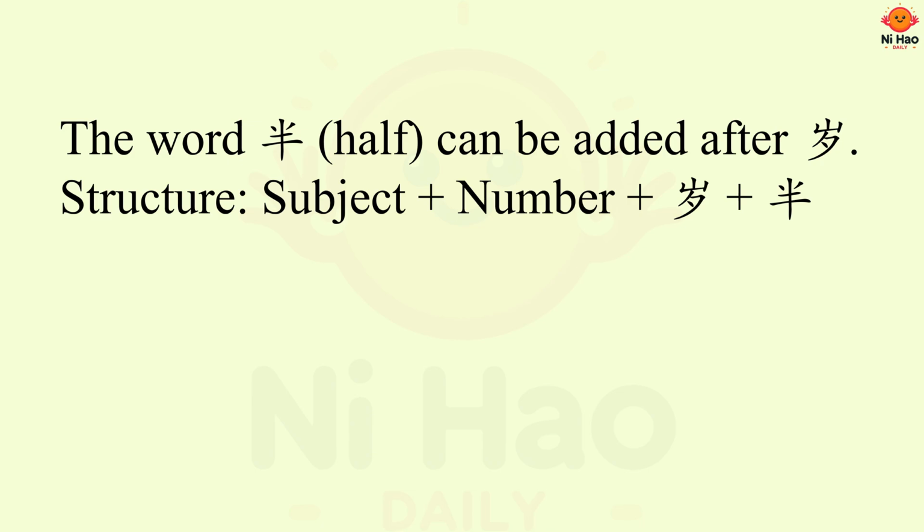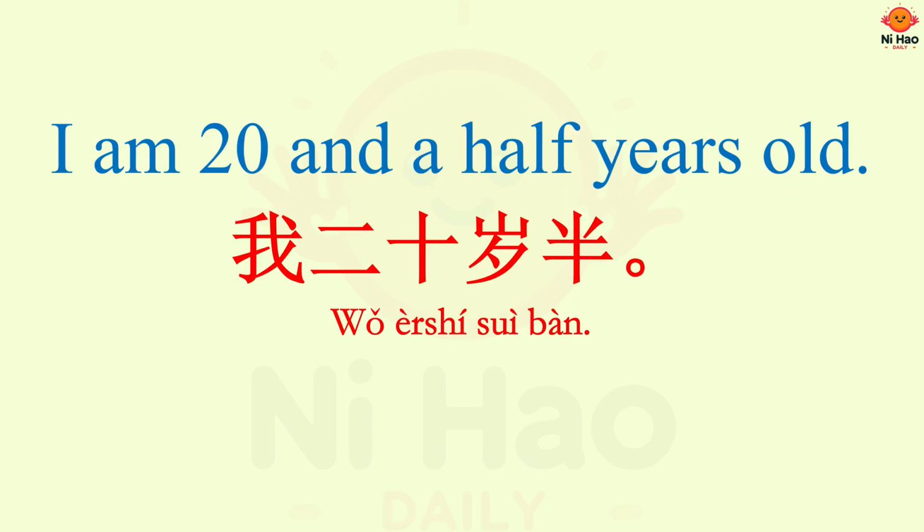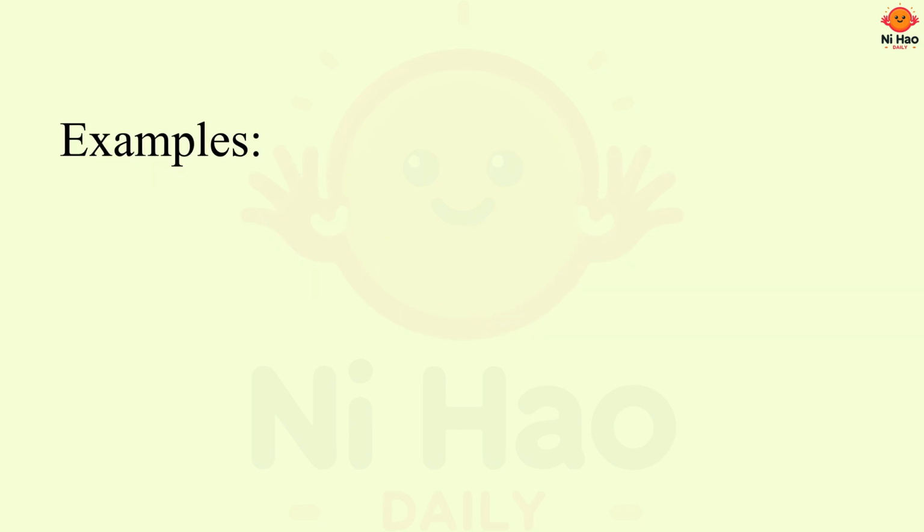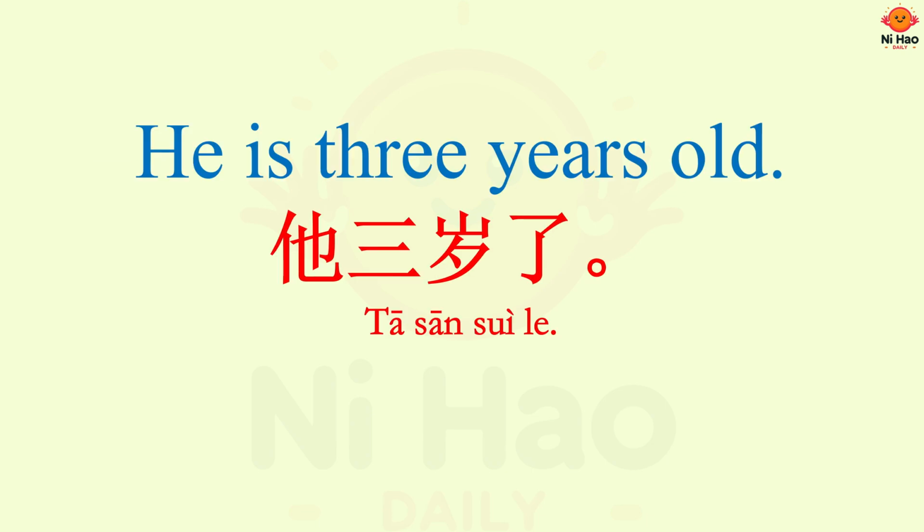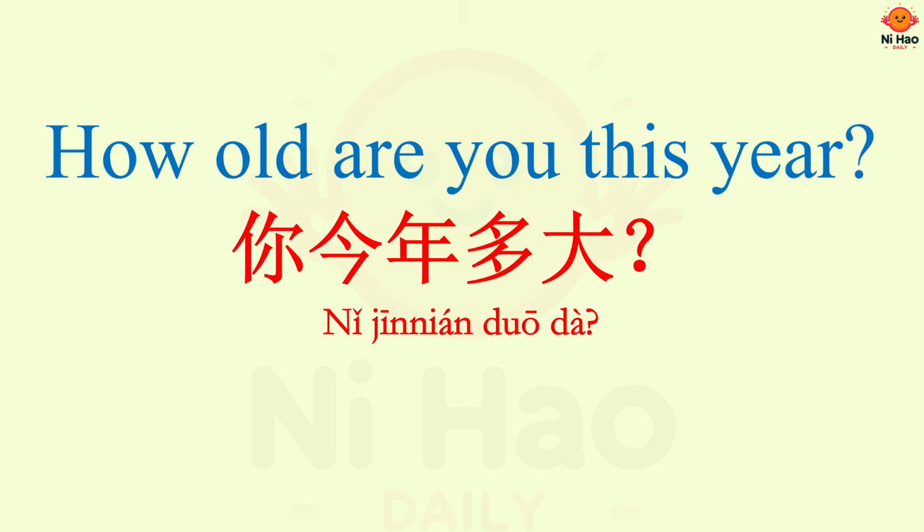岁. Structure: subject plus number plus 岁 plus 半. I am 20 and a half years old. 我20岁半. Examples. He is 3 years old. 他3岁了. How old are you this year? 你今年多大.